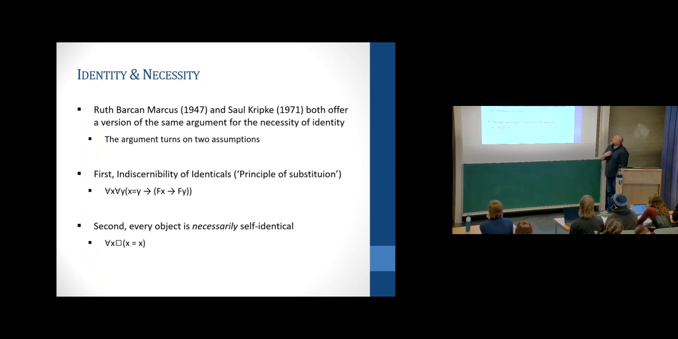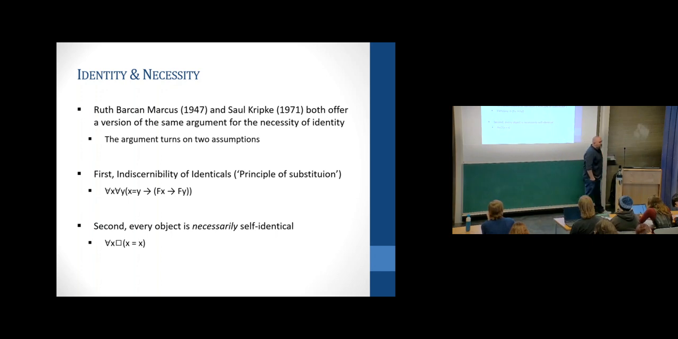The argument turns on two assumptions. First, we have the indiscernibility of identicals. So this is a kind of FOL version of the principle we saw before. It tells us, hey, for any x and any y, if x is identical to y, then if x is an F, then y is an F. And of course, this could be a biconditional. And the second one is that every object is necessarily self-identical. Now note that this is actually a pretty minimal requirement, because this just says every object stands in this relation, which is fine, right? It's an easy relation. It's cheap and cheery.